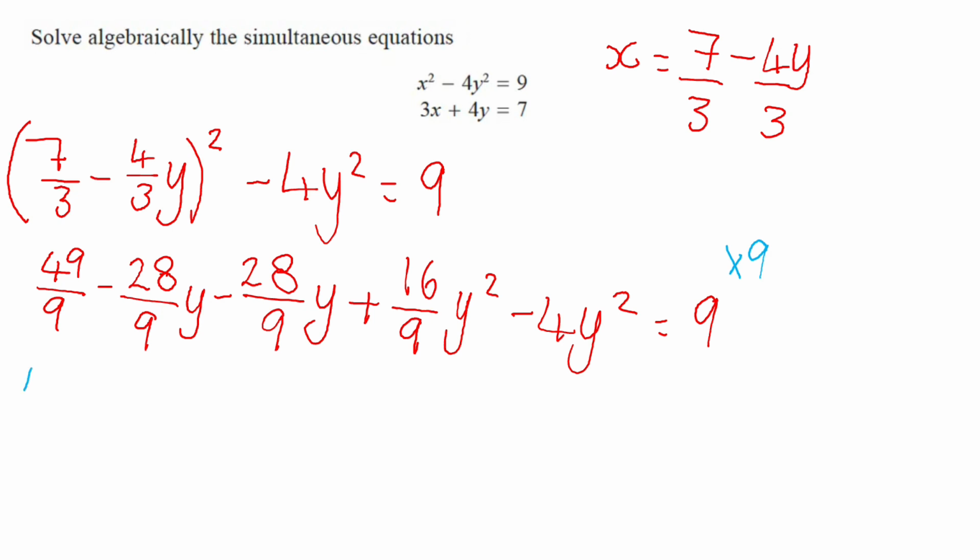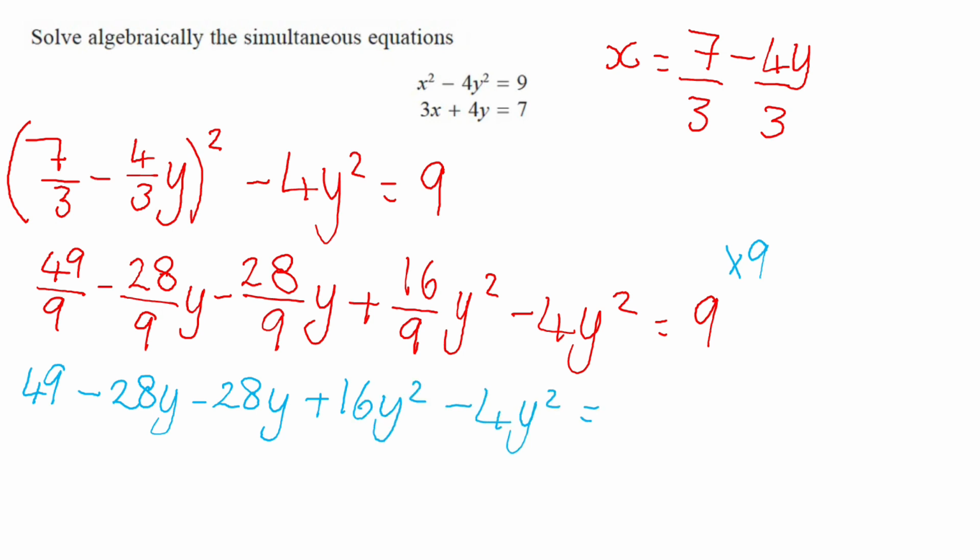So we have now got 49 minus 28y minus 28y plus 16y squared minus 36y squared, oh, not minus 4y squared, sorry, that's my fault, minus 36y squared equals 81 on the end. Can you see here, and I nearly made that mistake myself, make sure that you remember to multiply every single term, not just the fractions.